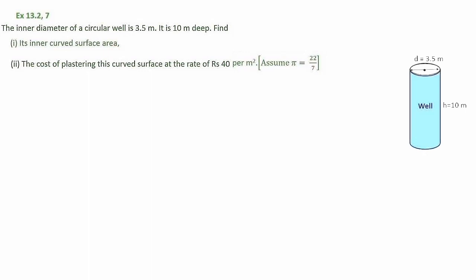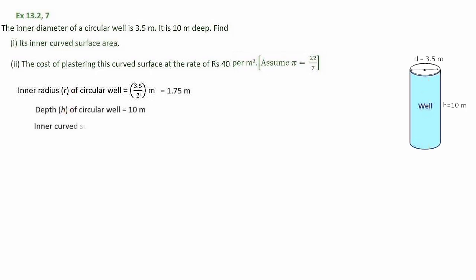As we know, the well is in the shape of a cylinder. The inner curved surface area means we have to calculate the curved surface area of a cylinder. So the inner radius is given by the diameter 3.5 divided by 2, that is 1.75 meter. The depth or height of the well is given as 10 meter. Now we have r and h. The shape of the well is a cylinder, so we go for curved surface area. Curved surface area of a cylinder is 2 pi r h, and that will be equal to the inner curved surface area of the well.